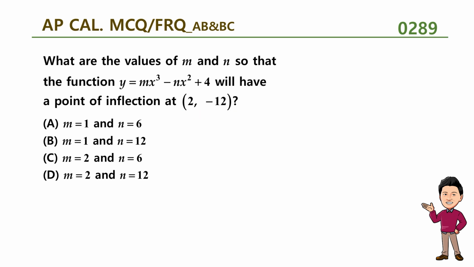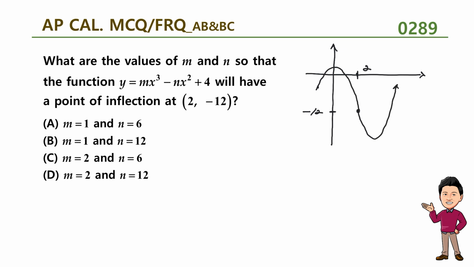If we graph this function roughly, let's say here's the x-axis, here's the y-axis, and (2, -12), let's say this is -12. And here we have a point of inflection. And this is a polynomial function, right? So it'll be like concave down, concave up. Roughly something like this, right? So this is our POI, point of inflection, right?